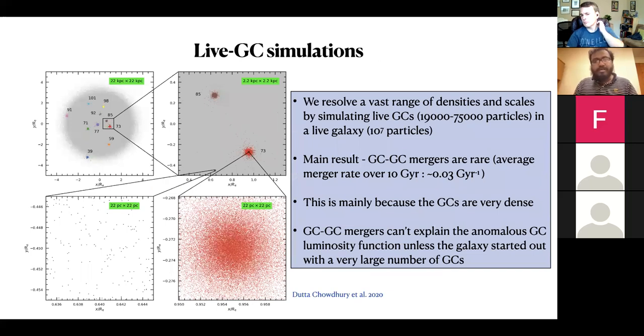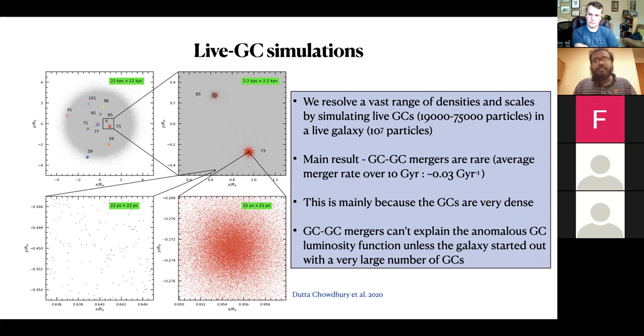And therefore, we looked at this with live globular cluster simulations. All the previous results I showed you were with point particles. We were modeling the globular clusters as point particles. So then what we did was choose some of those simulations and replace our point particles by live globular clusters. This is just to show the enormous range of scales and densities that we resolve with these live globular cluster simulations.